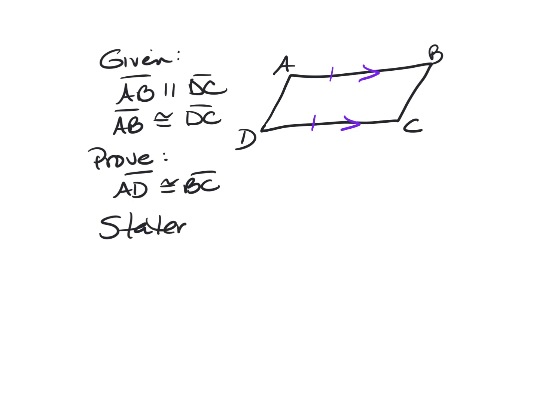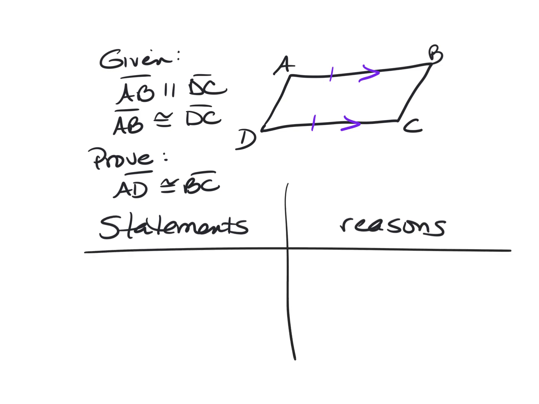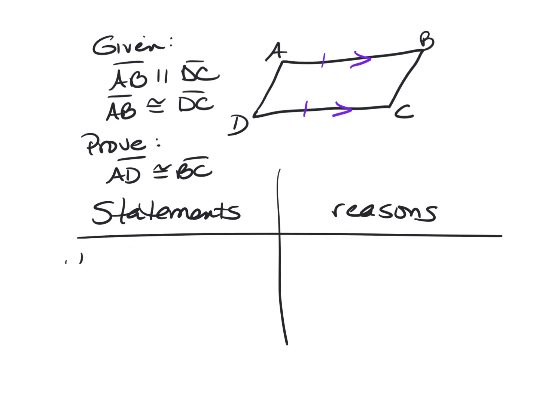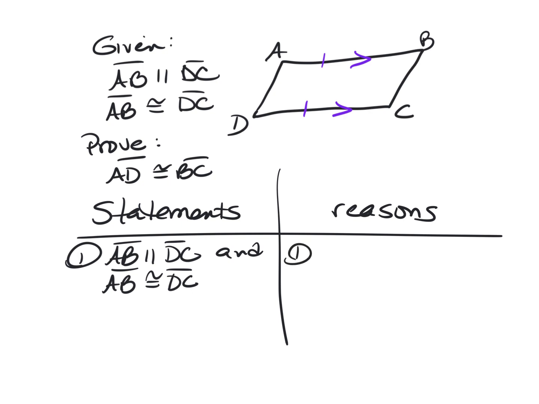So set up a statement column and a reasons column. State the given again. AB parallel to DC and AB is congruent to DC. Given.